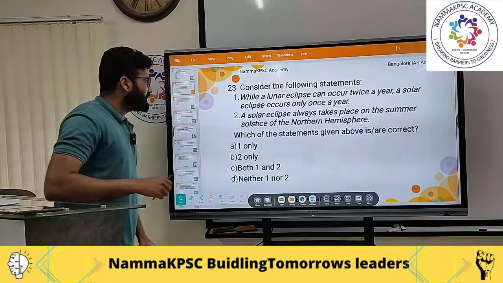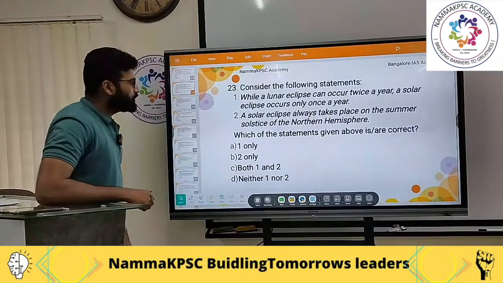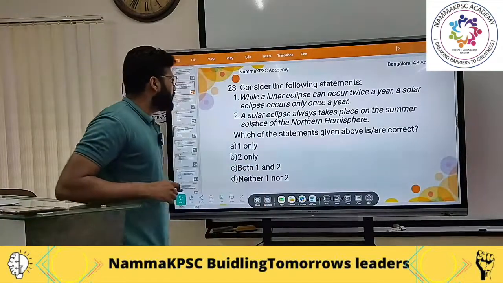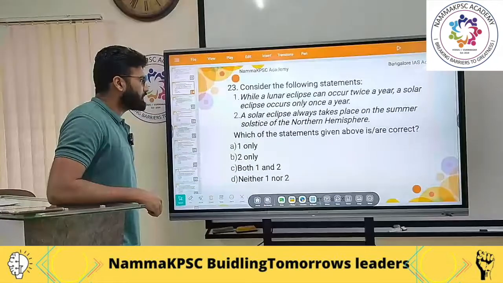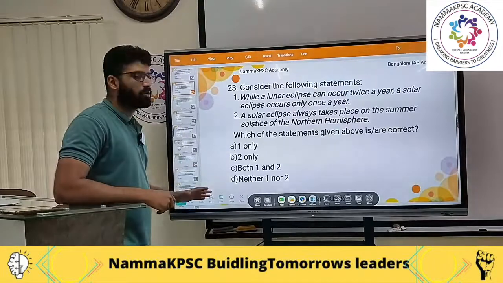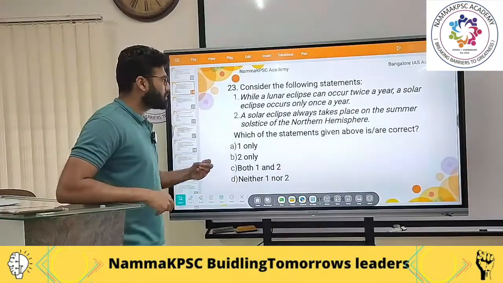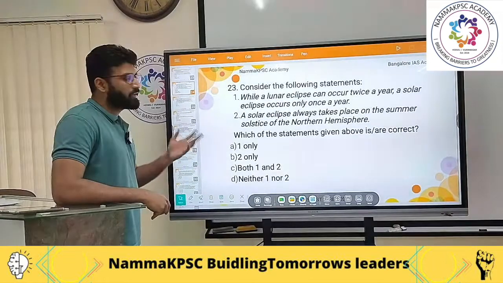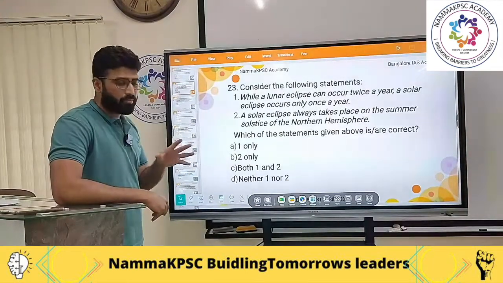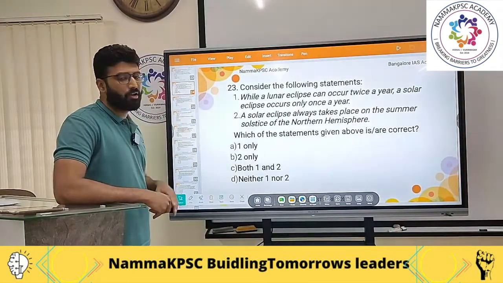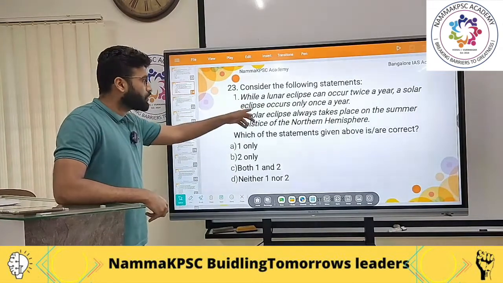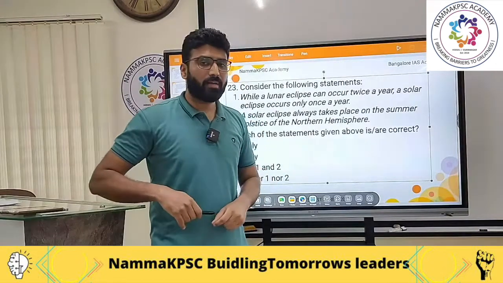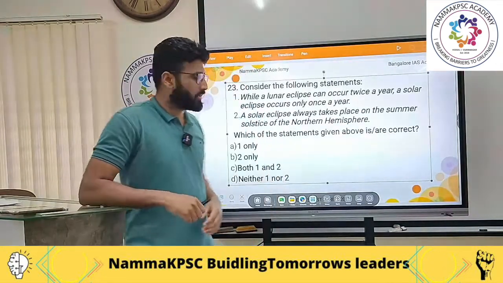Question number 23 says, while a lunar eclipse can occur twice a year, a solar eclipse occurs only once a year. Not true. You would have never come across this particular statement. There is no such thing as lunar eclipse occurs only twice a year. It may be twice or thrice or even more. Not more than 4 or 5, but at least 3 or 4 times it may occur. Whereas solar eclipse occurs more than that of lunar eclipse.